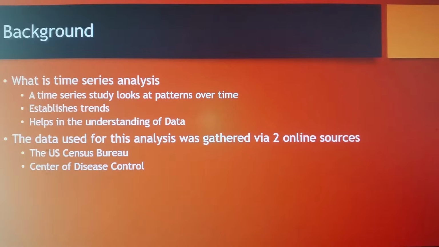I would like to start out with a little background. What is time series analysis? Time series analysis looks at patterns, trends, and rates of change over time. You would perform this type of analysis to, number one, better understand the data, and also to predict future events.